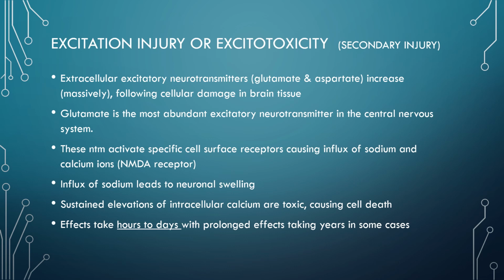In excitation injury, some of those neurotransmitters get released rapidly and massively. It's like a tidal wave. So you have these excitatory neurotransmitters. The biggest culprit is glutamate, and that's after brain injury that gets released. And glutamate's the most abundant excitatory neurotransmitter in your CNS.